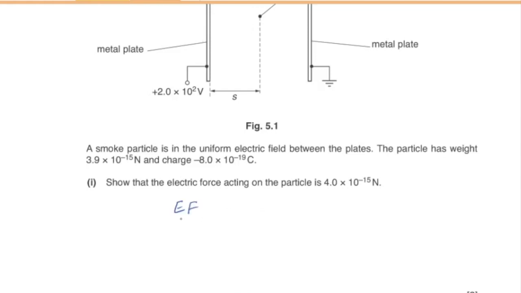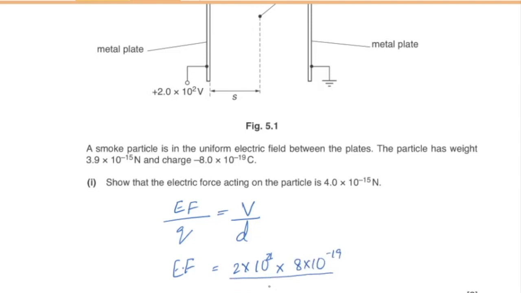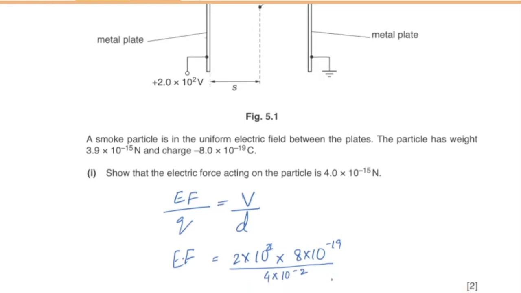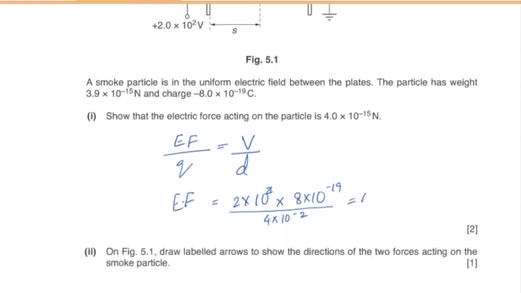So electric force divided by the charge is equal to the change in voltage divided by the distance between the charged plates. So the electric force is equal to the voltage difference, that is 2 into 10 to the power of 2, multiplied by the charge of the smoke particle, that is 8 into 10 to the power of negative 19 coulombs, divided by the distance between the charged plates, that is 4 centimeters. So we'll convert that to meters. Hence we have the electric force as 4 into 10 to the power of negative 15 newtons.